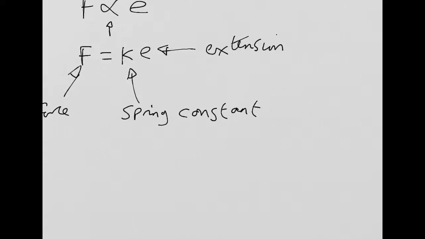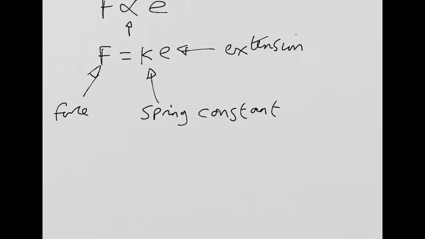Spring constant basically just refers to how stretchy a spring is. The higher the spring constant, the stiffer the spring is. So the springs that I was using would have had a low spring constant compared to a suspension spring on a car, which is much stiffer. So higher spring constant, stiffer spring.